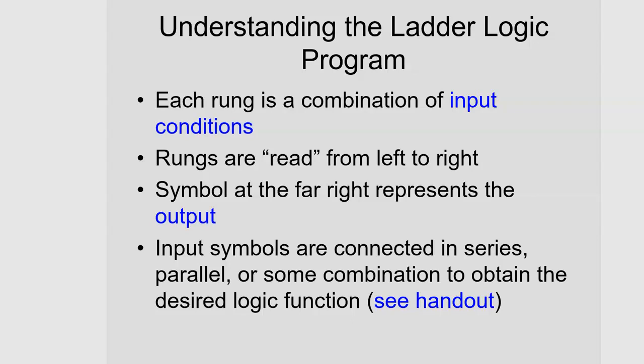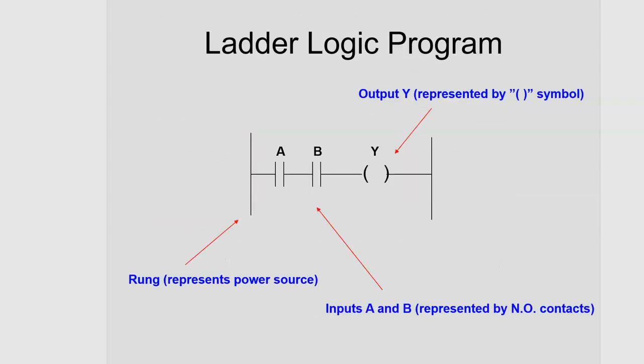So this slide, you probably want to mark this slide. It gives you just basic information about ladder logic in general. Each rung is a combination of input conditions, and as I mentioned before, rungs are read from left to right, and then the symbol at the far right, the last symbol on any rung, is an output. So this is always an output. The last thing is always an output.